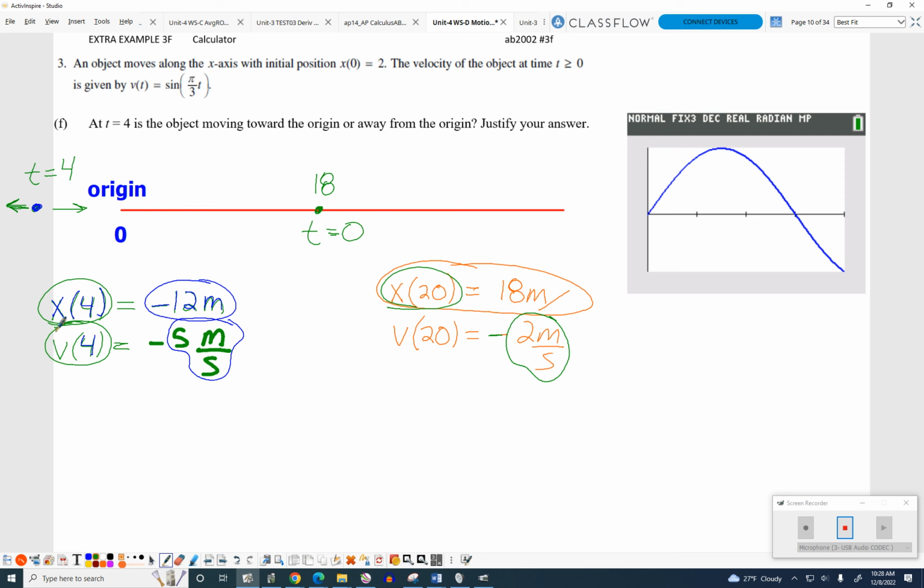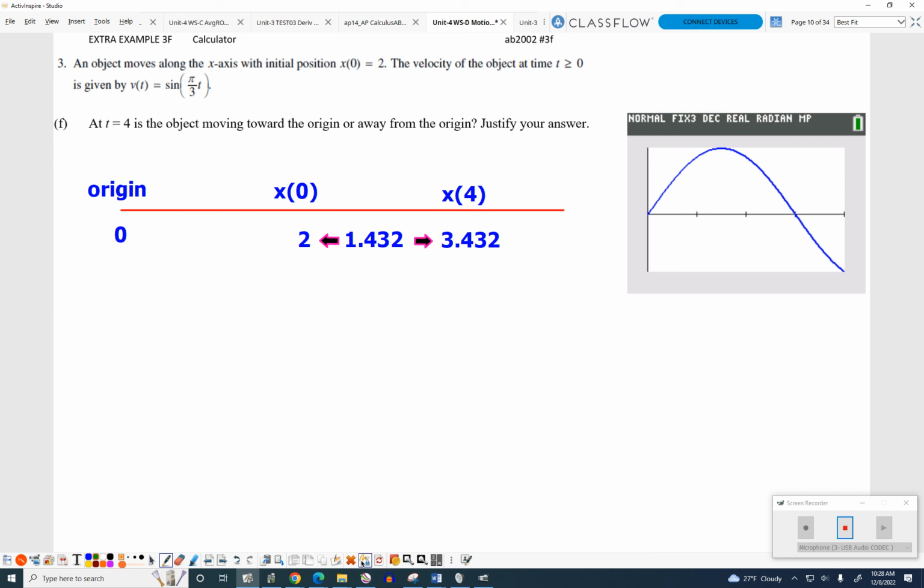Oh, wait a minute, we already figured it out. This is how FRQs work. It's not that common, but once in a while you find something in a previous part that you now need. Somebody remind me. Oh, we did it right here. The position of the object at time 4 was that. We figured it out earlier. So we know x of 4 is that. Oh, we found velocity at 4 also, did we not?